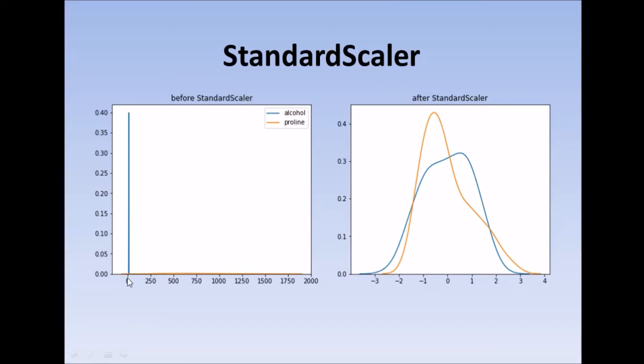After applying standard scalar, you see how much difference this has made. Now alcohol was in the 0 to 14 or 15 range. Now this alcohol, the blue colored one, is in the -3 to 3 range, and this proline, which was before from 0 until 2000, is now from -3 until +3 or +4. So now see, they both are on similar scales. Now we will see in the Jupyter notebook how to use standard scalar.